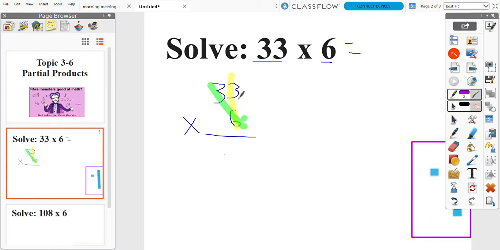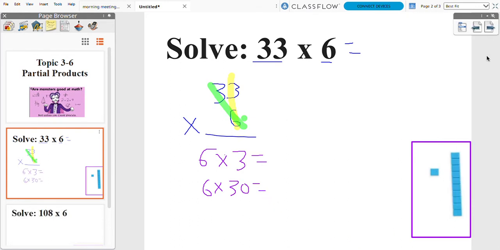We have 6 times 3, 6 ones times 3 ones. We have 6 ones times 3 tens. So before you even solve this problem, let's model it with our base 10 blocks. 6 groups of 3 ones.